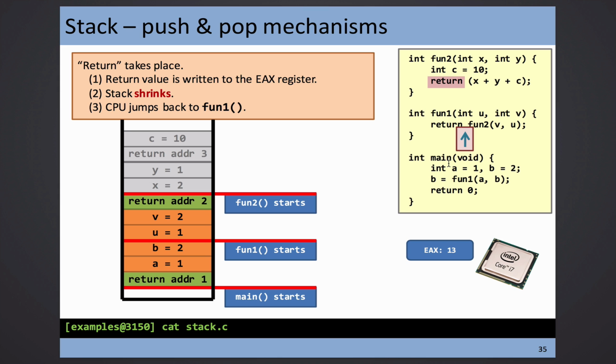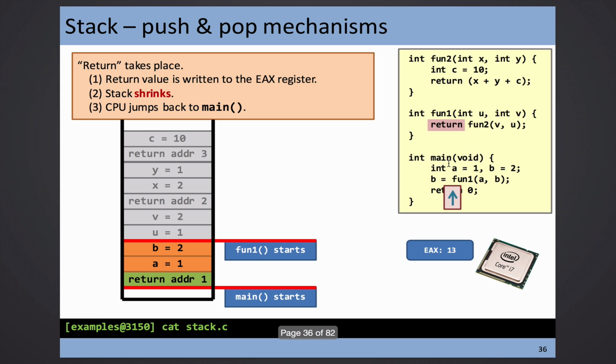You continue to return, because here is the return statement. So you follow this return address number 2 to guide you back to main. Guide you back to main is here, right? And you still get that 13, because the return value 13 comes from here, all the way back to here. Next, this 13 is copied to the variable b, which is also in the stack.